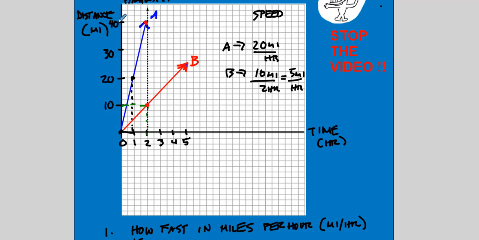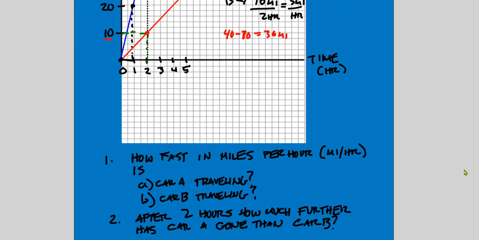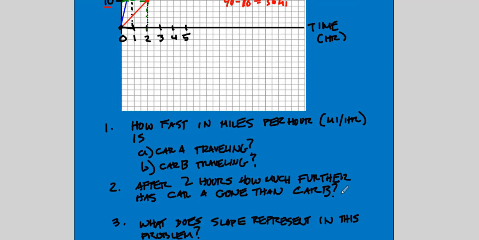Well, car A's gone 40 miles. Car B has only gone 10, so the difference is 40 minus 10 miles, sorry, which is 30 miles. So car A has gone 30 miles further than car B.